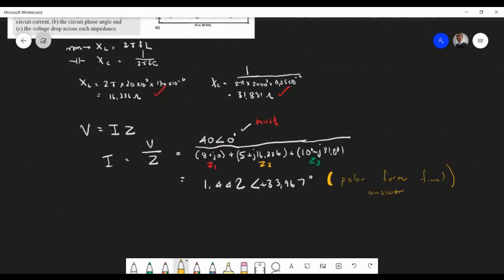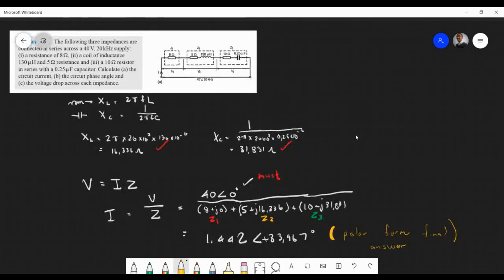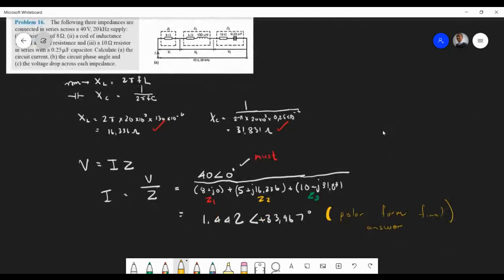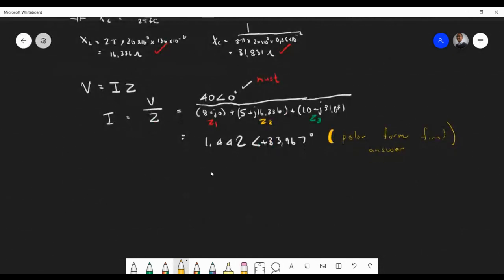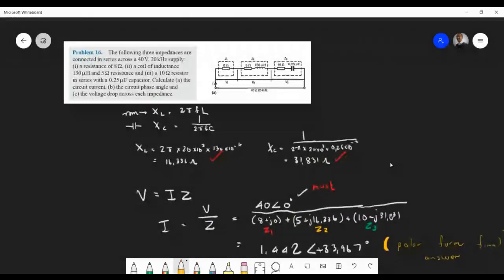Obviously, from this, we can conclude it's a more capacitive circuit, so I'll say leading current. And we can actually see that over here because XC is greater than XL. So that's how we know it's capacitive, it's acting more like a capacitive circuit. That is important.